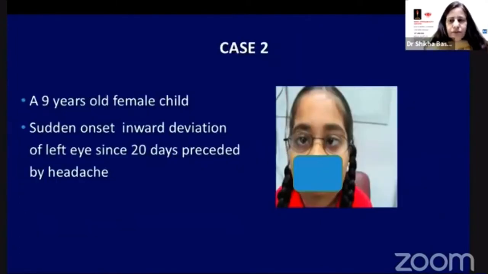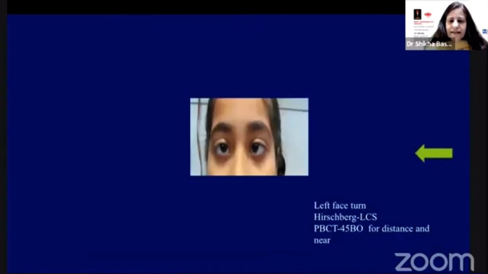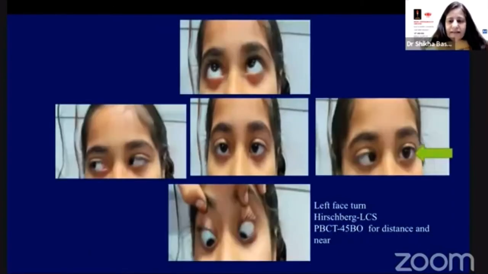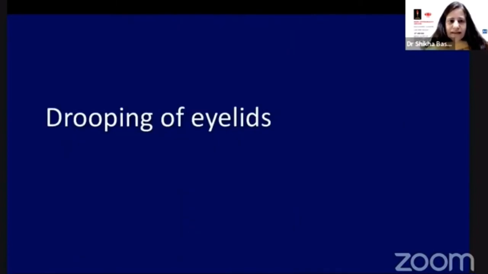Now, children usually present with esotropia. We know congenital esotropia is so common, sometimes it can get decompensated. This girl presented with a headache and sudden onset esotropia, and other tests were normal. She had a left face turn, and on EOM, again, there is an abduction limitation. So we need to localize the limitation of movement and finish the diagnosis of cranial nerve palsy. She had a pilocytic astrocytoma in the pons.